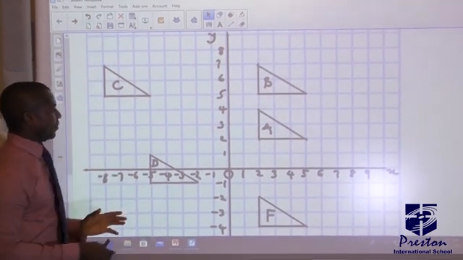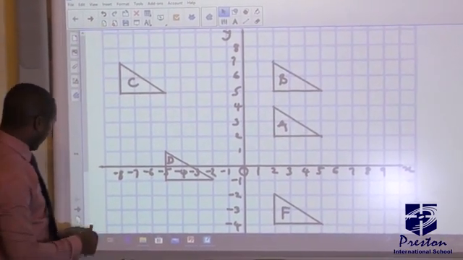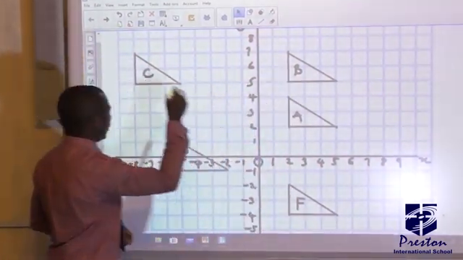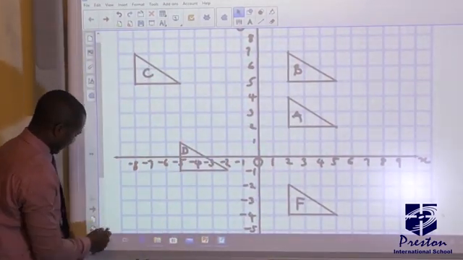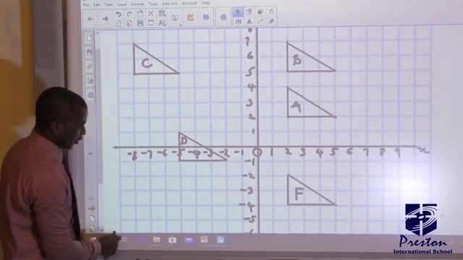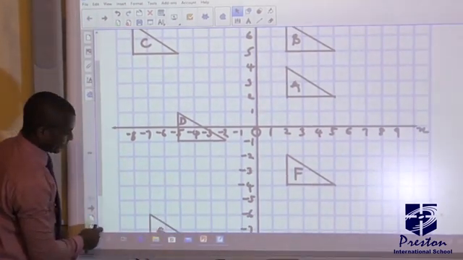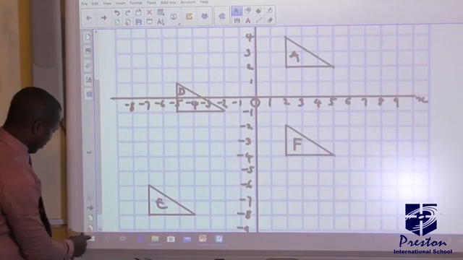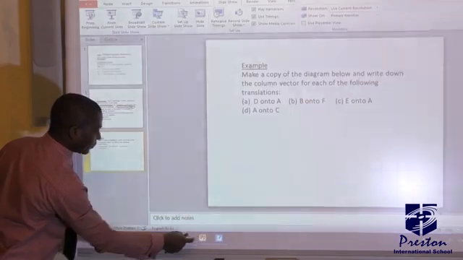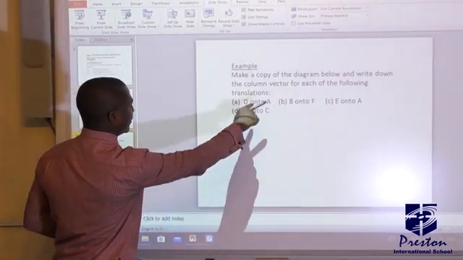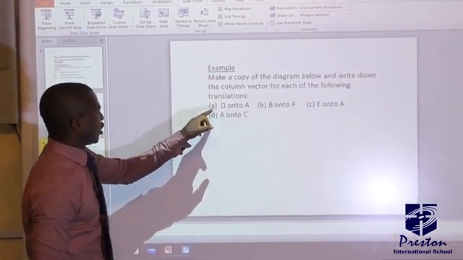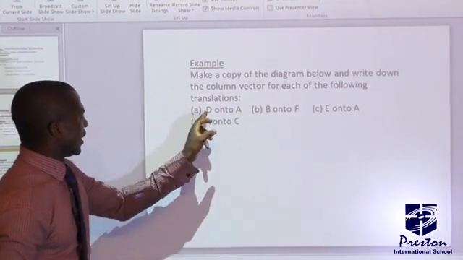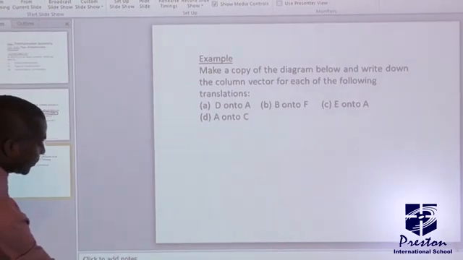Now, I have the diagram. I have triangle A, triangle B, triangle C, triangle D, triangle F, and lastly triangle E. Now, back to the question. We want to find the translation of the following: D onto A, B onto F. Let's take D onto A first.